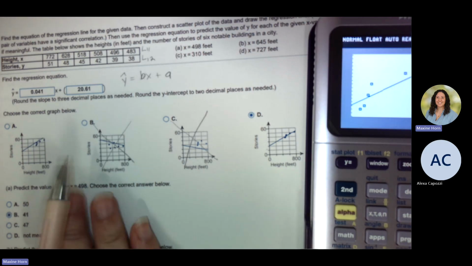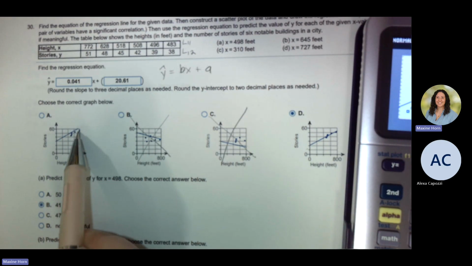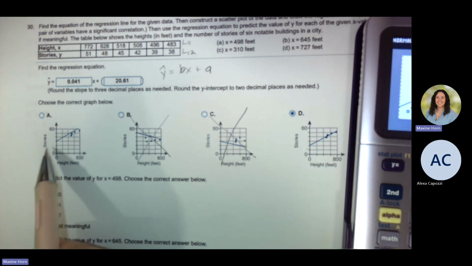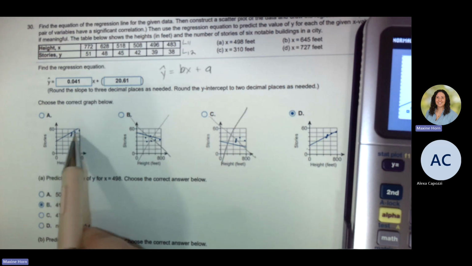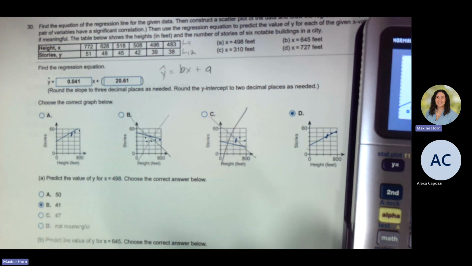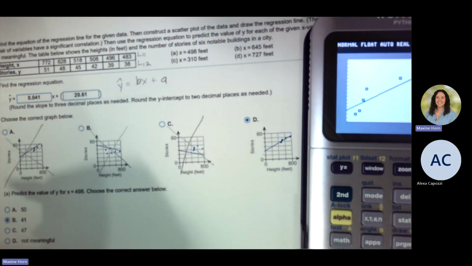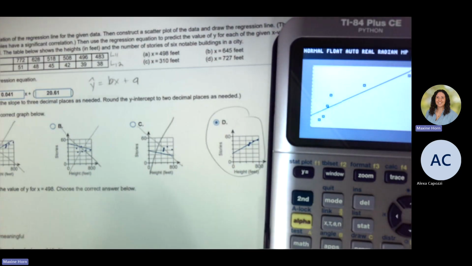But what you'll notice here is that for A, I know this is really small, but for A, all of these dots are below the line. Well, that's not a line of best fit. The line of best fit goes through as many of the points as possible. Technically the line of best fit has the least distance from the line to each point as possible. So it's not going to be on one side of a whole cluster. It's going to be going through that cluster. So it's not A, it's going to be D.